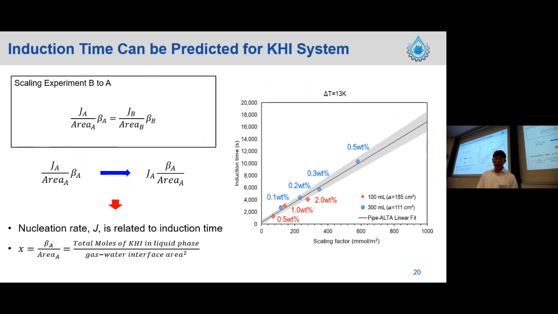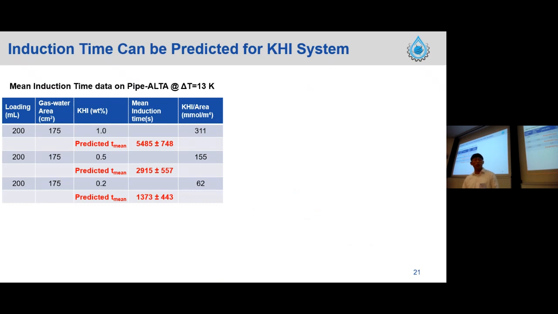So if that is true, then whatever liquid loading or whatever concentration we have, we will be able to use that linear fit and the uncertainty to predict the mean induction time. Here we pick 200 ml of liquid loading with 3 different concentrations of KHI: 1.0, 0.5, and 0.2. And we use that linear fit I showed previously to predict the mean induction time for these 3 cases with 200 ml liquid loading. The predicted mean induction time is shown in red font here.